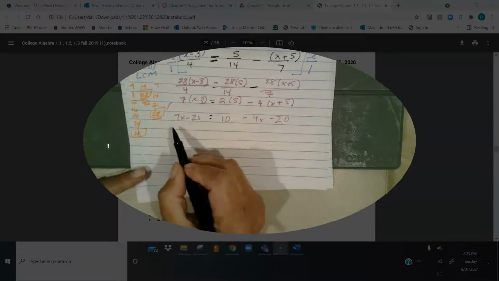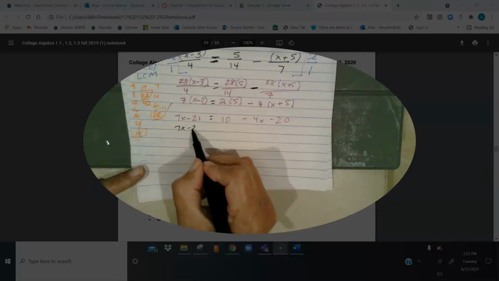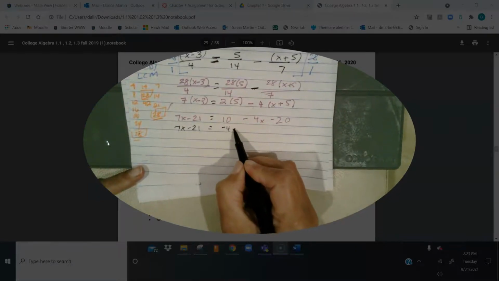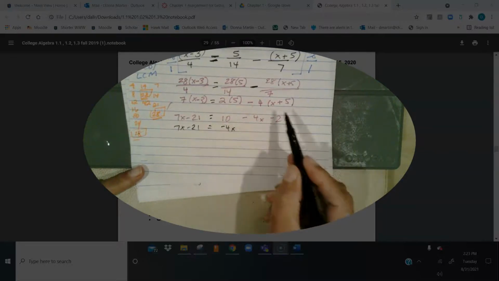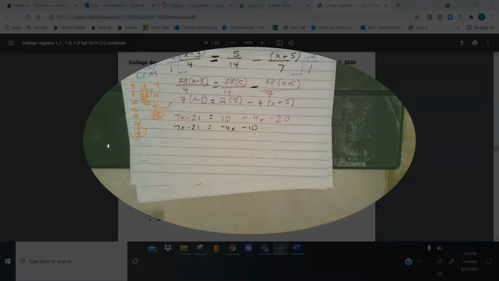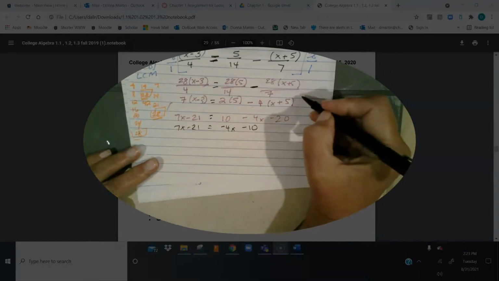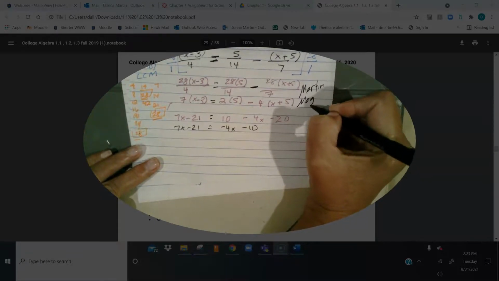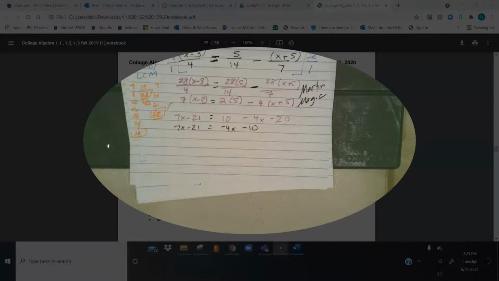Okay, it's not quite balanced. This side has 2 terms. This side has 3. I need to condense it down to 2 so that they'll be balanced. I know that it'll start with negative 4x. 10 minus 20 is negative 10. Now we're ready, after all of that work, and this is what I call Martin magic. Notice that your fractions disappeared.